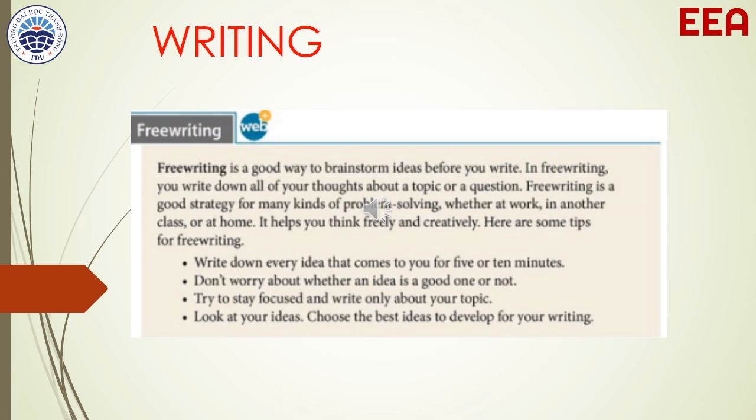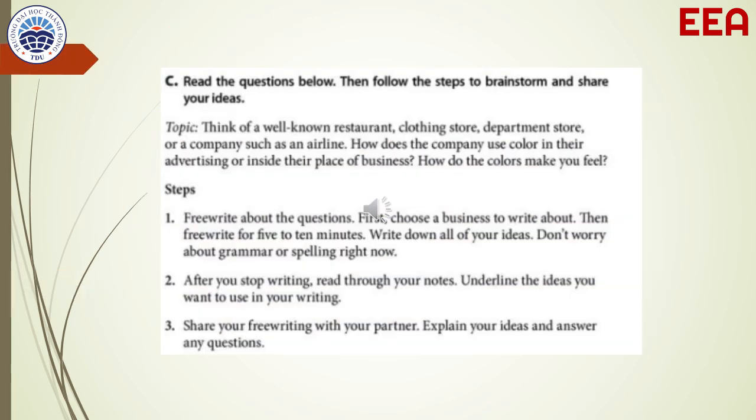4. Look at your ideas. Choose the best ideas to develop your writing. Here is the question. Think of a well-known restaurant, clothing store, department store, or company such as an airline. How does a company use color in their advertising or inside their place of business? How do the colors make you feel? The following are 3 steps. You can use the steps to brainstorm your ideas.